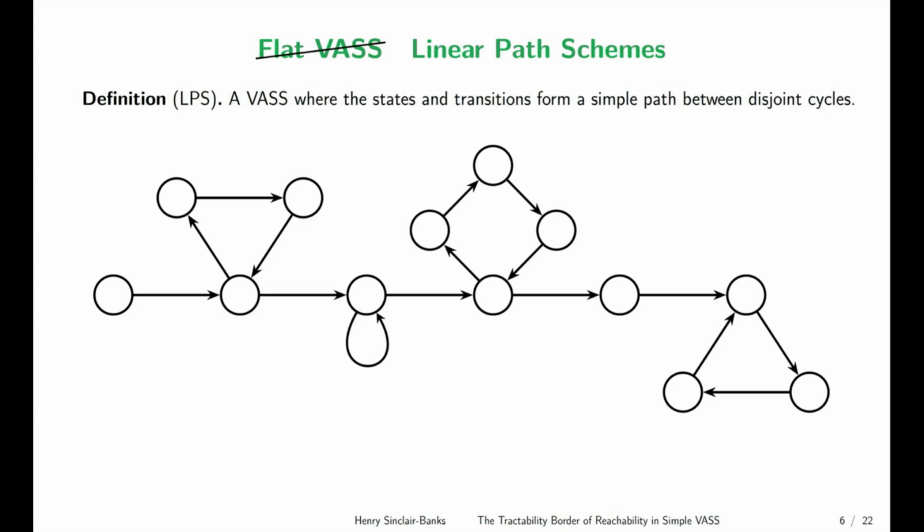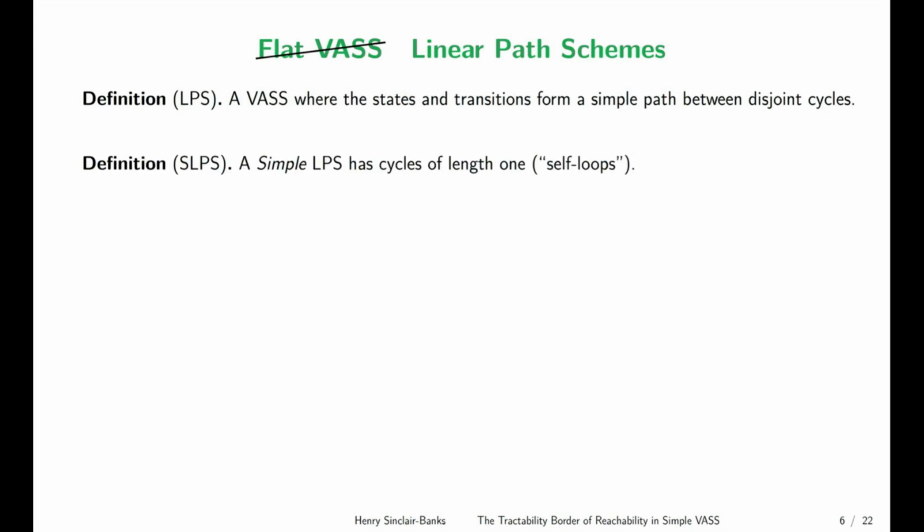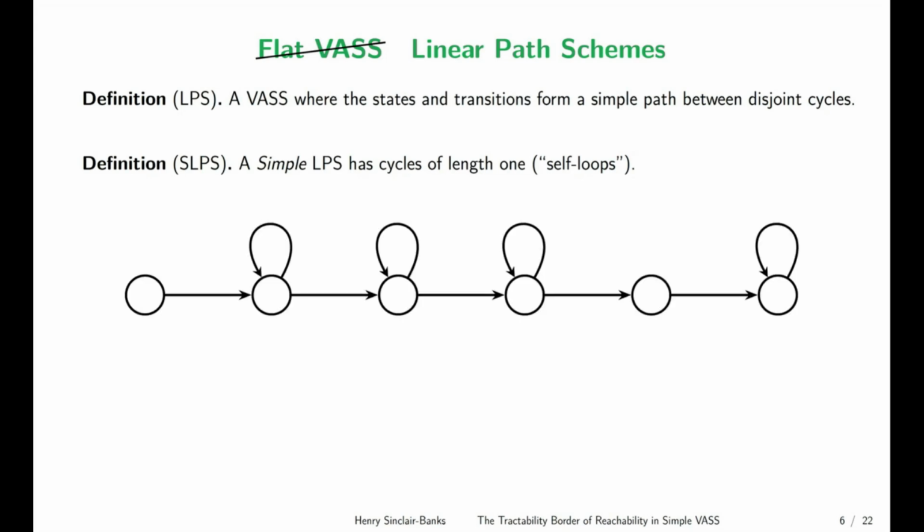I'm going to go even further. That's not simple enough. I'm going to go to what has been called simple linear path schemes, which is linear path schemes, but the loops have length at most 1. This structure is hilariously simple at this point. There's almost nothing you can do. You can go along, taking updates along the transitions, forced to go along the path, and you can choose how many times to take each cycle. That's all you can do.